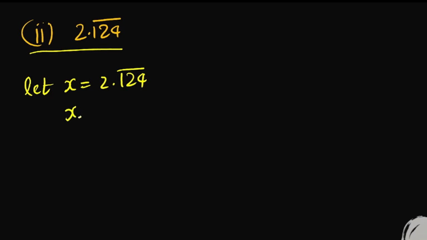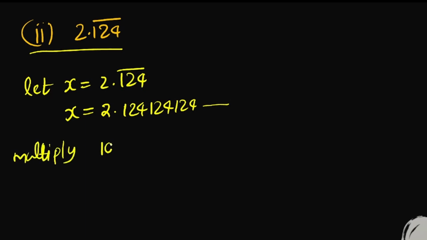Okay, for convenience, what does 2.124 bar mean? 2.124, 124, 124, etc. Already step number 2 is not necessary, because the decimal is just before the repeating digit. Step number 3, what is the length of this period? 3. Three digits are repeating, so multiply by 1,000. That means multiply 1000 on both sides.